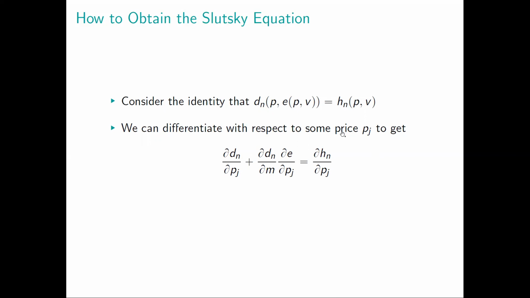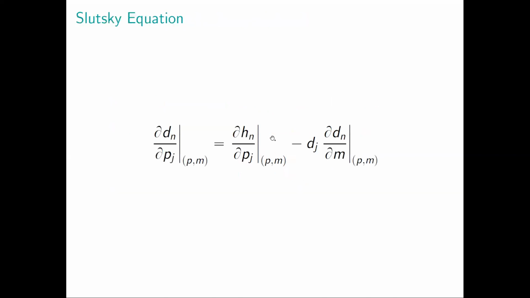Right, so from here then, we can make the appropriate substitutions, and if we do this, then we'll get the following. We'll get that the change in Marshallian demand with respect to price pj is equal to the change in the Hicksian demand with respect to price pj minus the demand of good j times the change in demand of good n with respect to income m. Right, so this is just by making the appropriate substitutions.